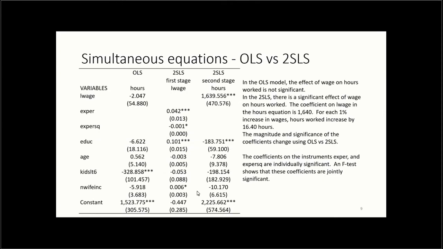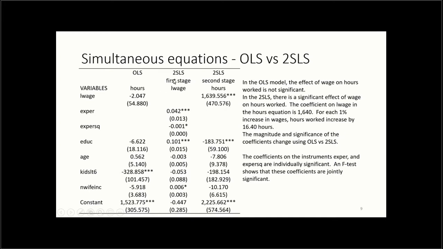Okay, so these are the results for the OLS and the two-stage least squares estimation. This is for the first equation, where hours is explained by the log wage. If we just do an OLS and ignore endogeneity and simultaneity, hours is regressed on log of wage, education, age, kids less than 6 years old, and non-wife income. What we see is that the coefficient on log of wage is not significant.